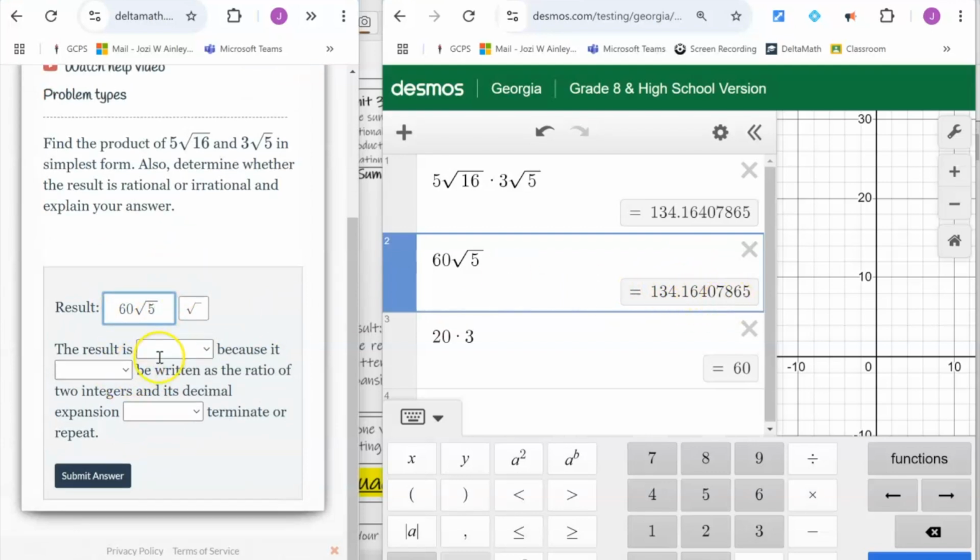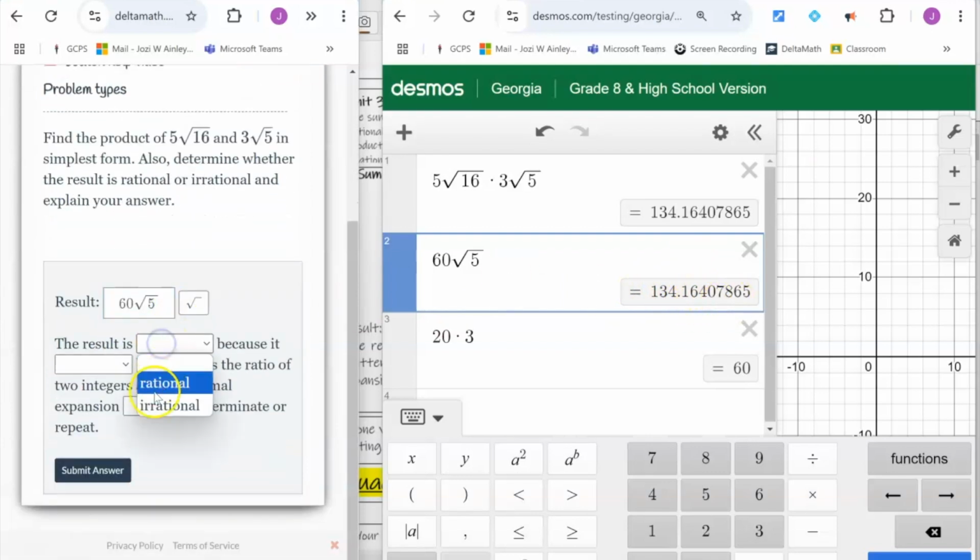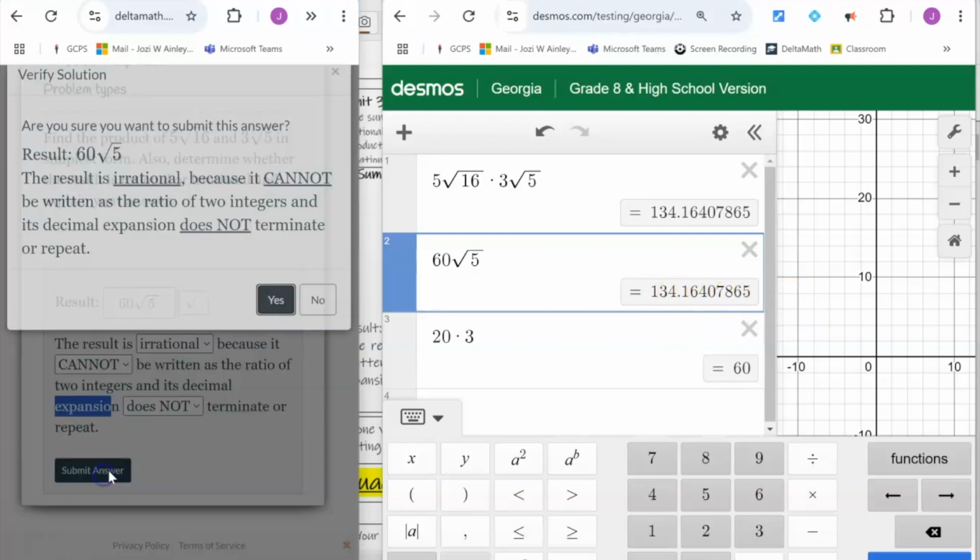Let's talk about rational and irrational. This is irrational. Why? Because it cannot be written as a ratio of two integers, and its decimal expansion does not terminate or repeat. Look at it. Does it terminate or repeat? Keep in mind, this keeps going. I'm just tired of writing it. If you see more than 1 to 6 digits or so, it keeps going, and you can see there's no pattern to it, so it is irrational.